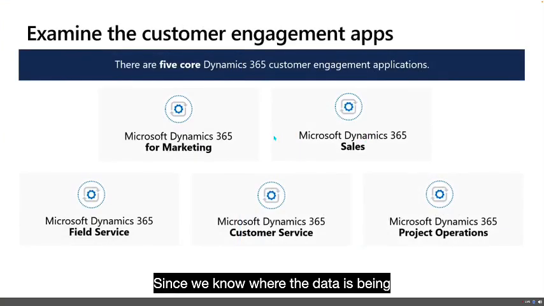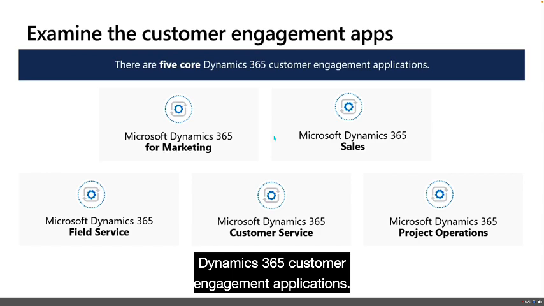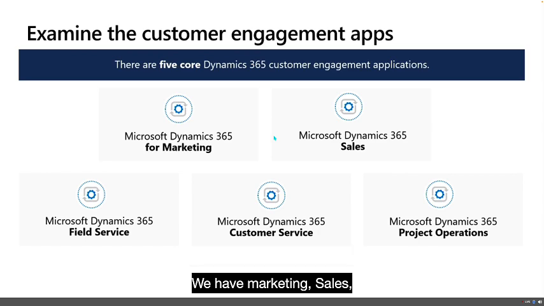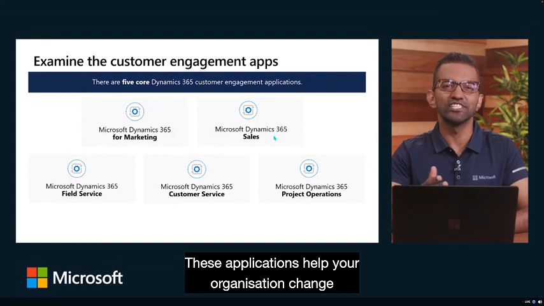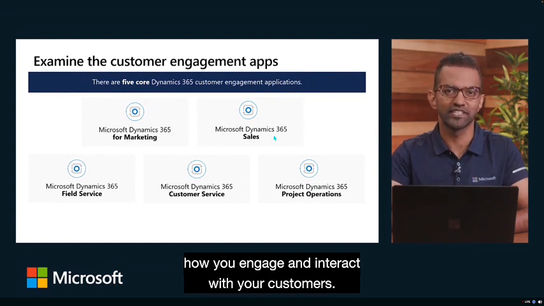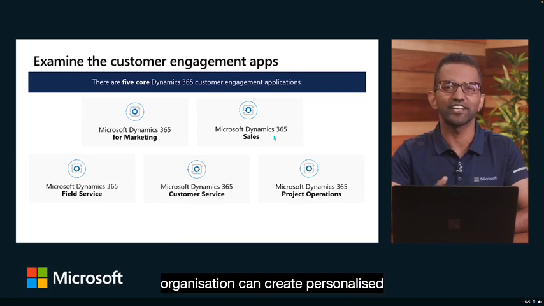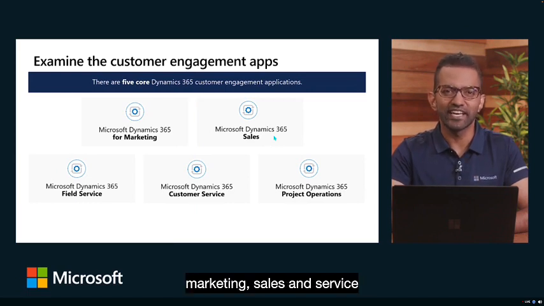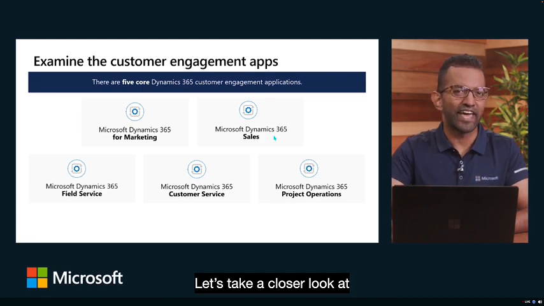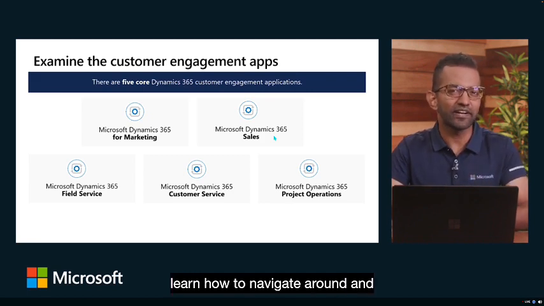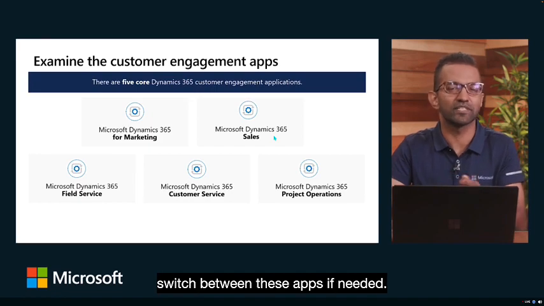Since we know where the data is being stored, let's look at the 5 core Dynamics 365 customer engagement applications. We have marketing, sales, field service, customer service, and project operations. These applications help your organization change how you engage and interact with your customers. By using these tools, your organization can create personalized marketing, sales, and service experiences using data and intelligence to improve and customize every interaction. Let's take a closer look at accessing these applications and learn how to navigate around and switch between these apps if needed.